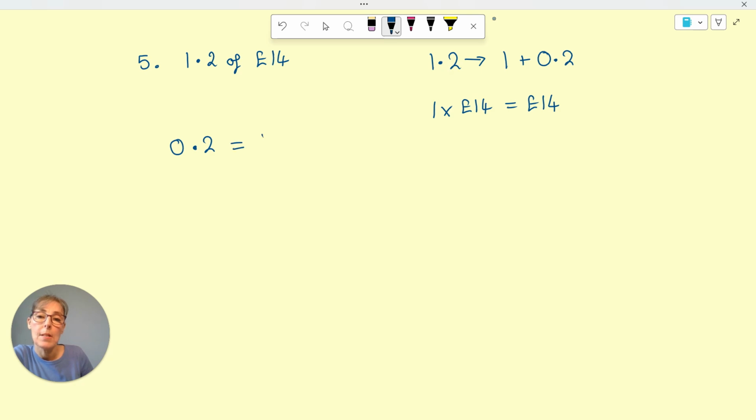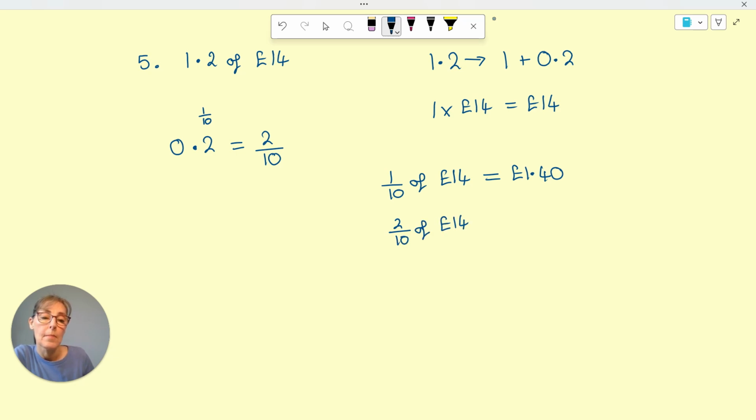0.2 is the same as saying 2/10, because it's 2 in the tenths column. Well, 1/10 of £14, we divide by 10, and that gives us £1.40. So 2/10 of £14 is going to be £2.80.